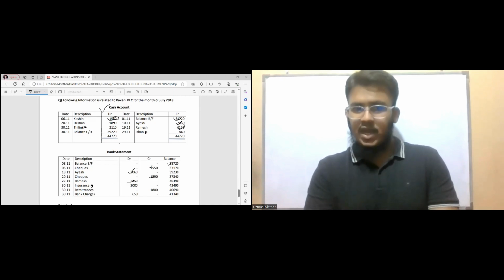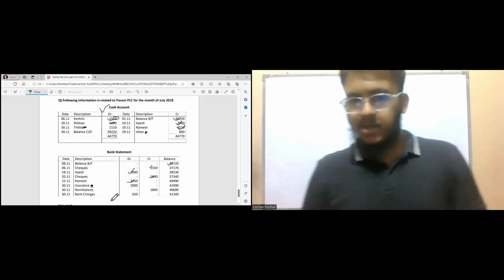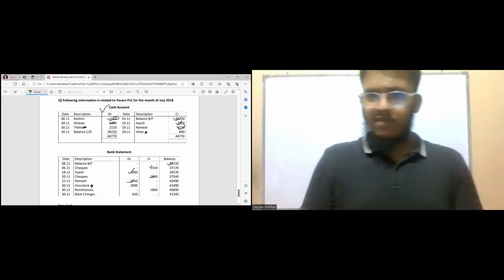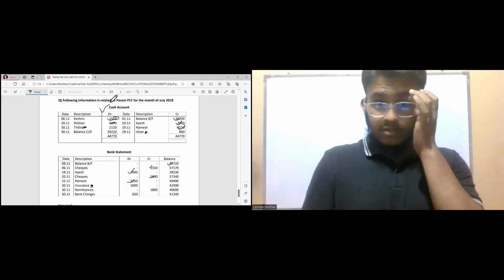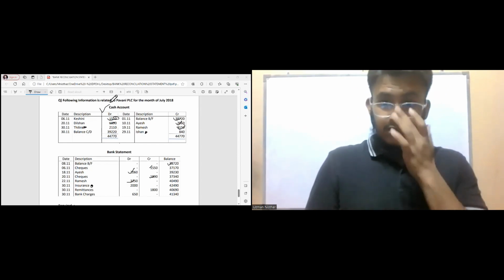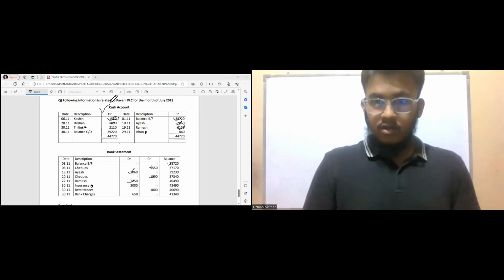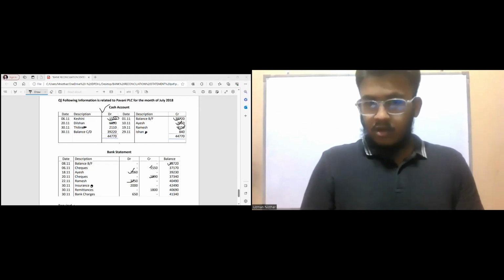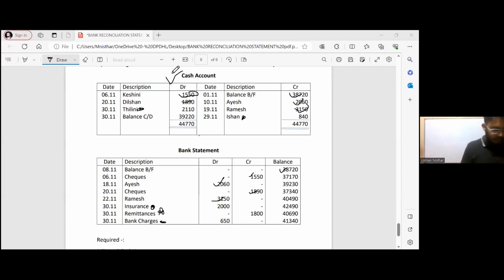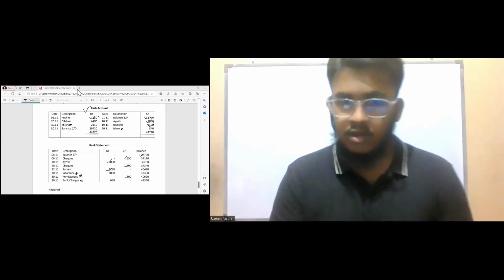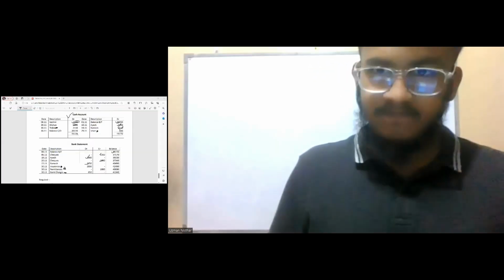Next we have direct remittances. 1800. Do we have 1800 here? Balance carried down need not be recorded in the bank statement. Balance. Were you all able to do the sum?